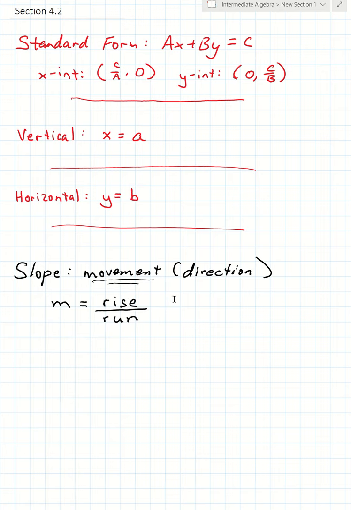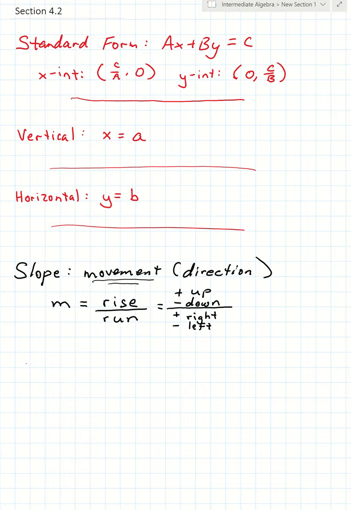When we talk about the rise, we're going to move up or down along the y-axis. If the number that's in the rise is positive, then you're going to move up. If the rise happens to be a negative number, then you are going to move down along the y-axis. When it comes to the run, if the run is a positive number, you're going to move to the right along the x-axis. If the run tends to be a negative number, then you are going to move to the left. Okay? And let's just take a look at some examples.